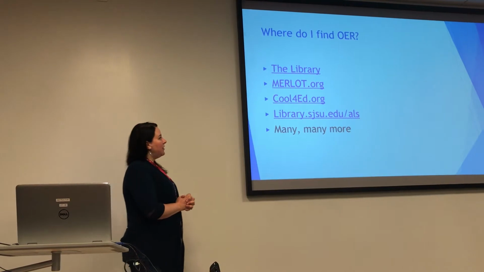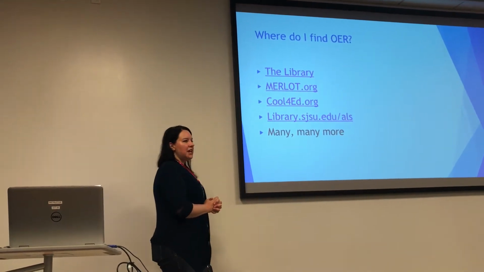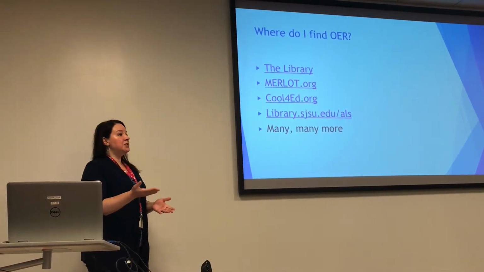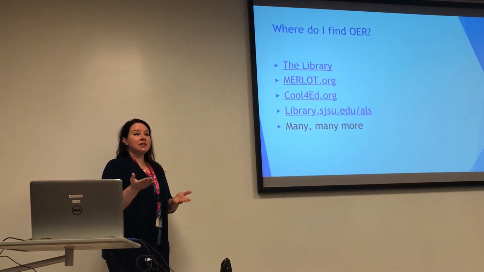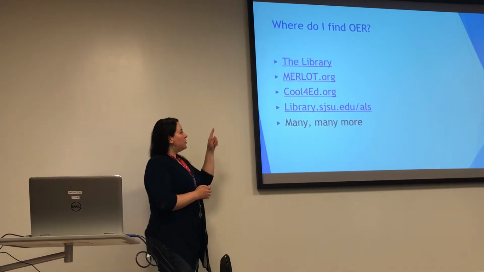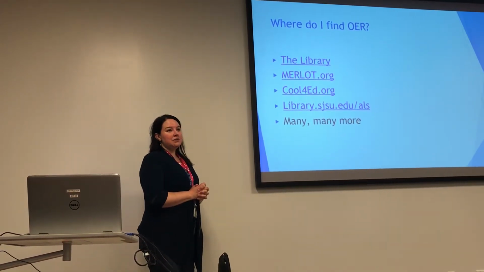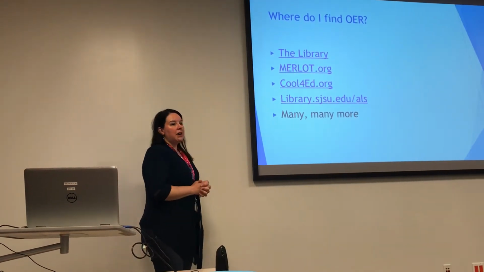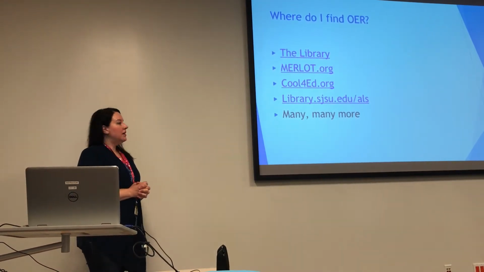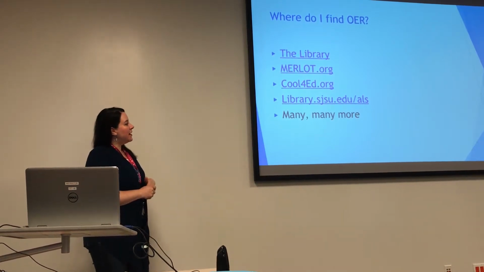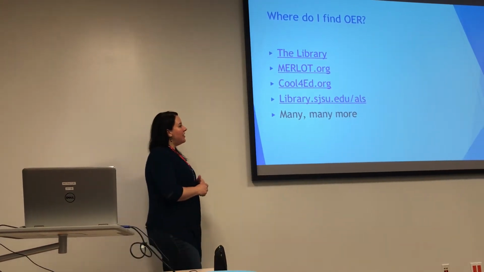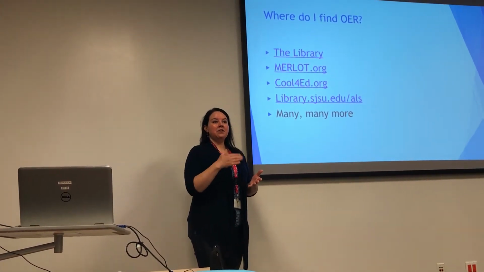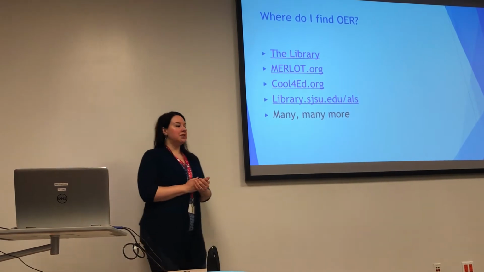Merlot.org, this has been around for at least 10 years now. Wonderful repository for the CSUs where you can go in and actually search by ISBN if you want to find an equivalent OER material. Cool for Ed, this is the site that is really supporting AB 798 and all of the OER conversions that we're working on right now. And then of course we have our library website, library.sjsu.edu/ALS. We have a variety of materials broken down by subject and discipline there that you can go out and check out and see if they would support your teaching.